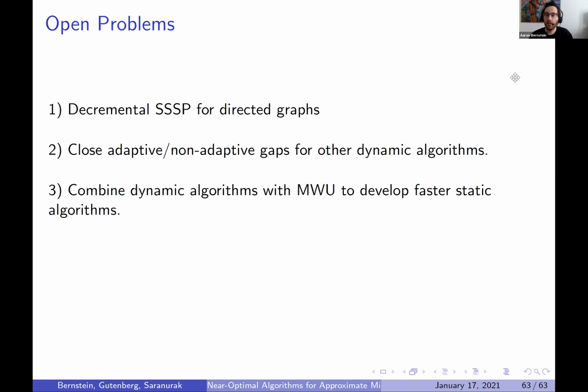And finally, there are several algorithms now that use fast dynamic data structures to speed up static algorithms. So for example, there's one that uses dynamic minimum cut to speed up the computation of a traveling salesman tour. But there are still not very many algorithms like this. And I think it would be interesting to explore more of the connection of using dynamic algorithms as fast data structures.